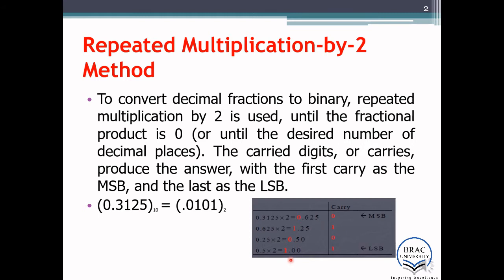Now look at the carry. The bottom carry is known as LSB, the top carry is known as MSB. It is pretty much the reverse of what we saw in the last slide. So if you rearrange this from MSB to LSB, it becomes 0101. So this is the conversion from decimal to binary.